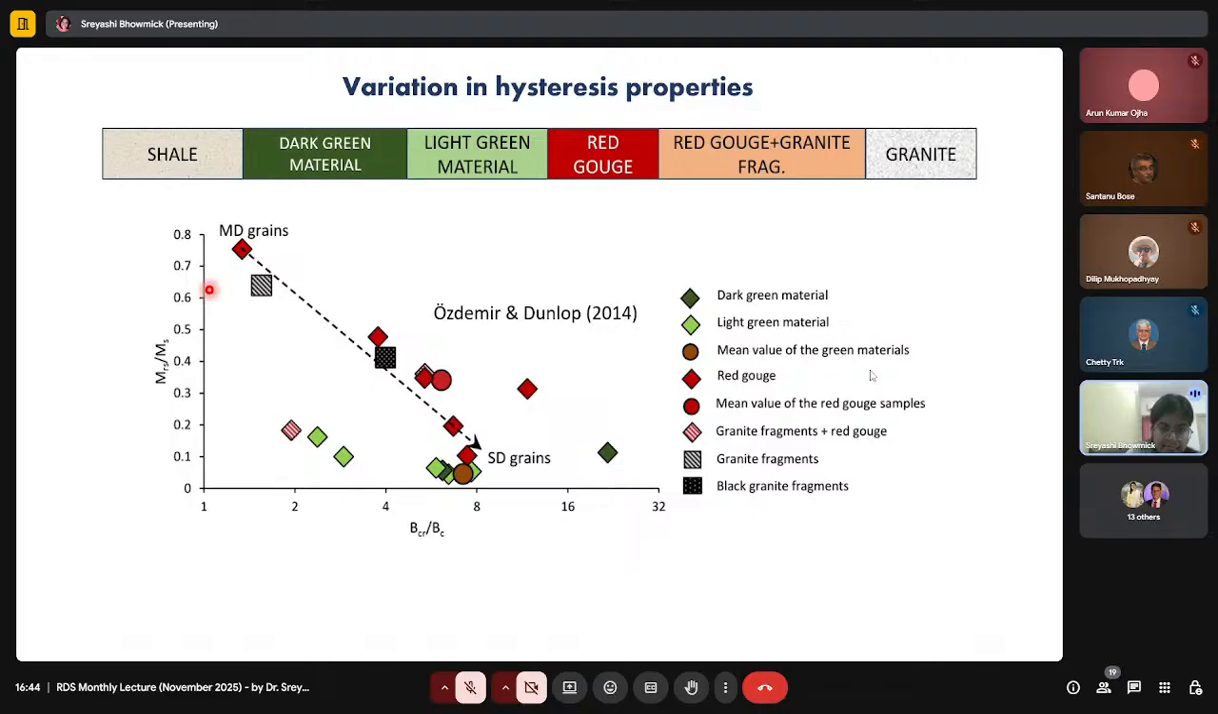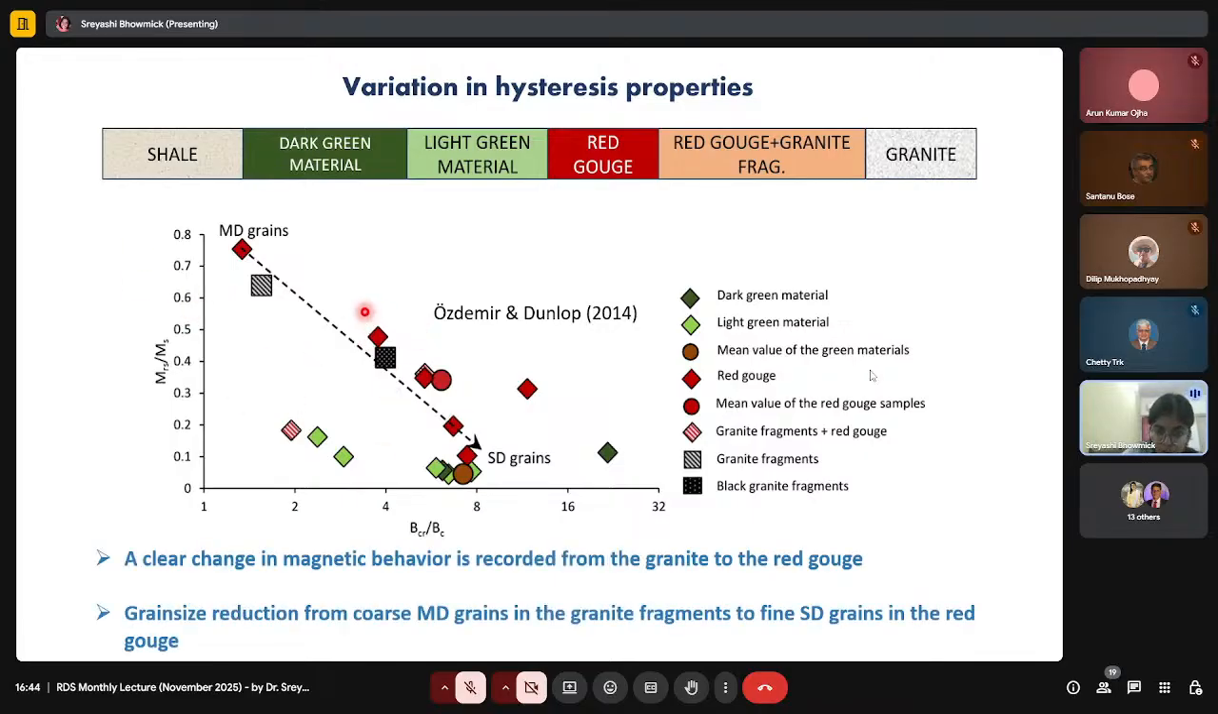Now, if I summarize shortly, this is basically the Day-Dunlop plot, which shows the relation between the ratios of the hysteresis parameters. Overall, this particular graph is based on the study of Ozdemir and Dunlop, who measured this with the help of artificial hematite grains. Here you can see the field for MD grain, that is multi-domain grain, and SD grain is specified. This mixing line is also shown in between the MD grain and the SD grain. When we plotted our data of the granite fragments and of the red gouge, we could see that there's a change from multi-domain to single domain.